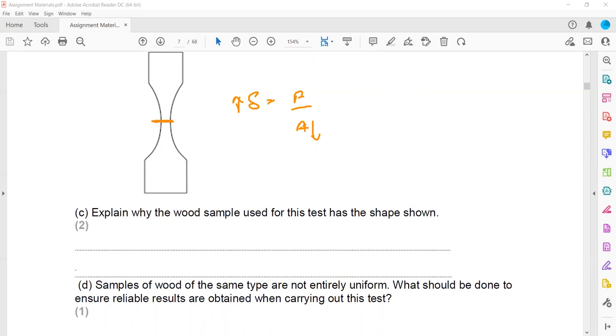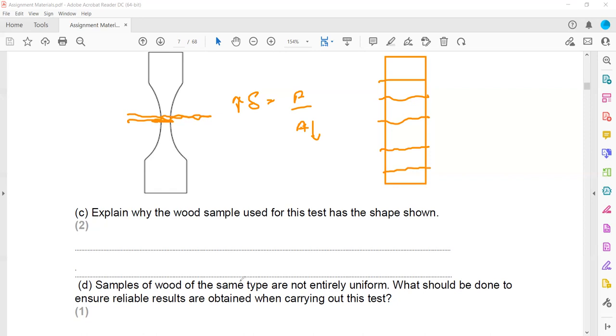The second thing is that it should break at a particular place. What if the sample was cylindrical or rectangular? When we add a load, the sample might break from here, or from here, or from here. Many possibilities are there. But in this case, the likely position where the sample will break is at the narrow part, the neck. So the advantage of this shape over a rectangular or cylindrical one is that it breaks at a specific point, and with a small area we have a very high stress, so we can find the maximum stress which can break this object.